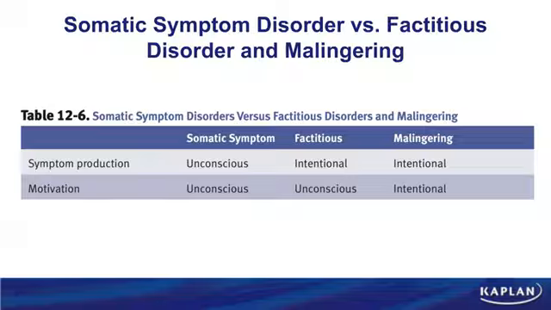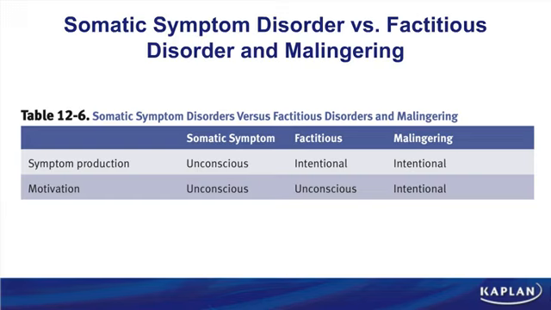Somatic symptom disorders are purely unconscious. So these are people who have something psychologically going on with them, and their brain convinces them that they're blind, their brain convinces them they have cancer, their brain convinces them that they're paralyzed, their brain convinces them that they're going to die from chest pain. They're not faking these things. They truly believe that they have it. They're going to miss work. They're going to go to the doctor. They're going to take medications.